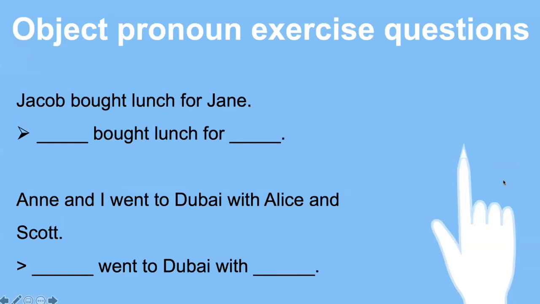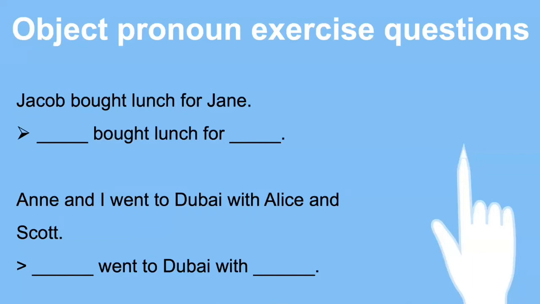And in the object pronoun, it will replace the noun that receives the action. So we have, Jacob bought lunch for Jane. Who would like to give it a try? Me. Go ahead. He bought lunch for him. It's for her, actually. Jane, for her. Okay, correct. What about the last question that we have?